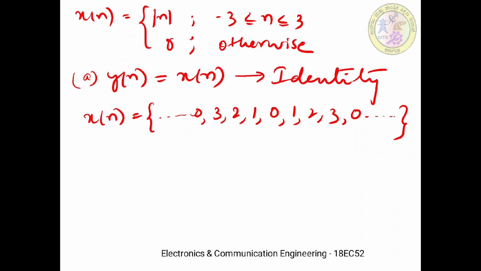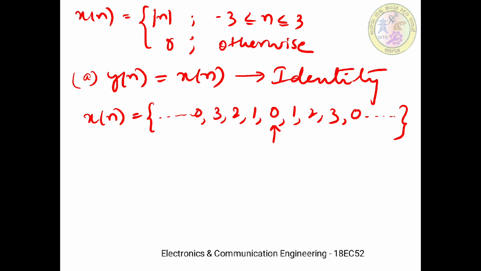Because it is described that x of n exists only between -3 to +3. So this is x of 0, x of 1, x of 2, x of 3. Similarly x of -1, -2, -3. So on either side of the origin, the value of the x of n sample is the magnitude of n only.